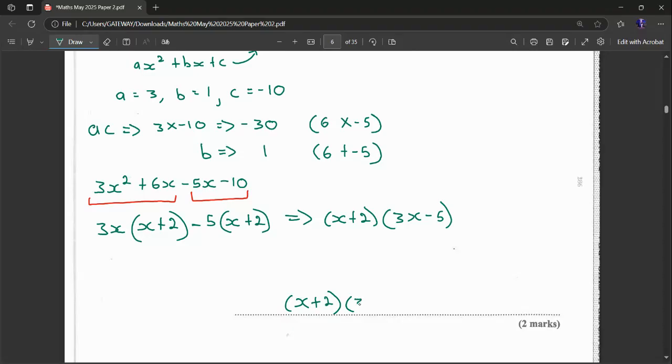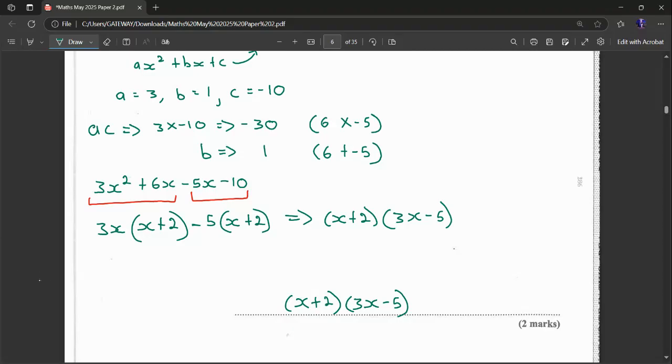and 3x minus 5. Now a common question students ask is, what if they have 3x minus 5 first and then the x plus 2 in the next bracket last? That is also correct. The order in which you write the terms in the brackets does not matter. So if you have 3x minus 5 first and then the x plus 2 last, that is also correct, right?